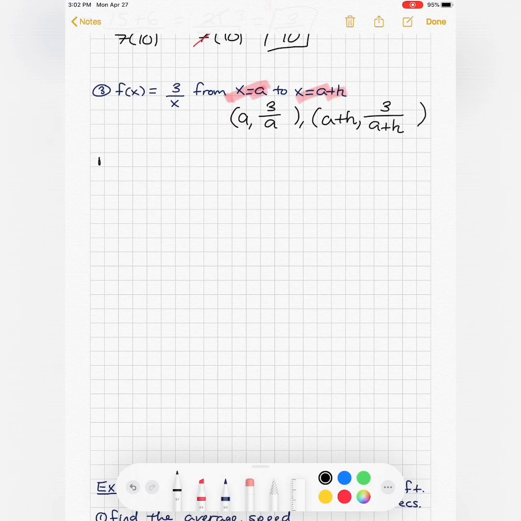So there are my 2 points. Then I set up my slope, same as the last one.